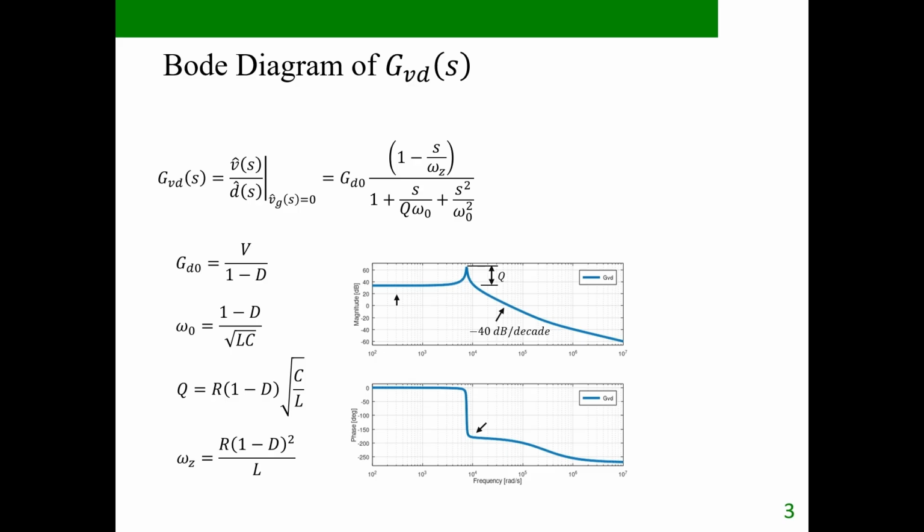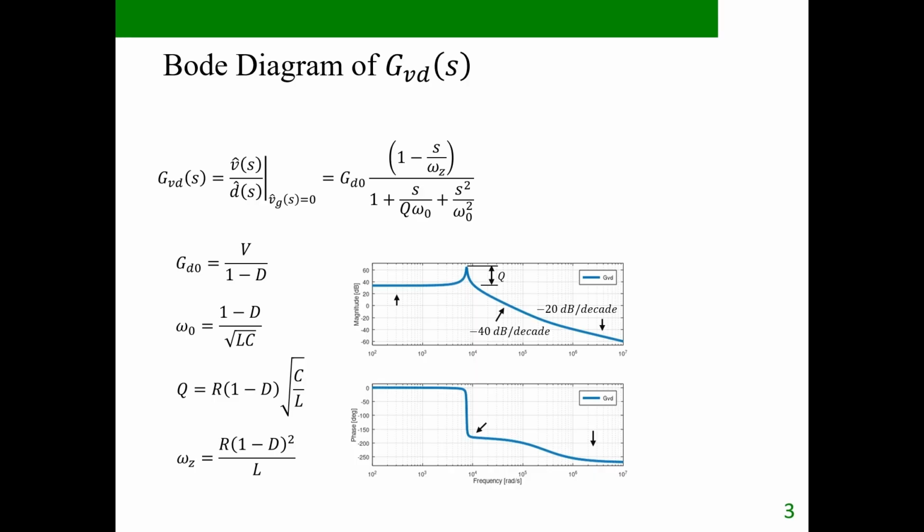There is a right half plane zero at the frequency omega z. This zero increases the magnitude slope by plus 20 dB per decade, but at the same time it introduces an additional minus 90 degrees phase lag. This means after the right half plane zero, the slope changes from minus 40 dB per decade to minus 20 dB per decade, but the phase continues dropping further.